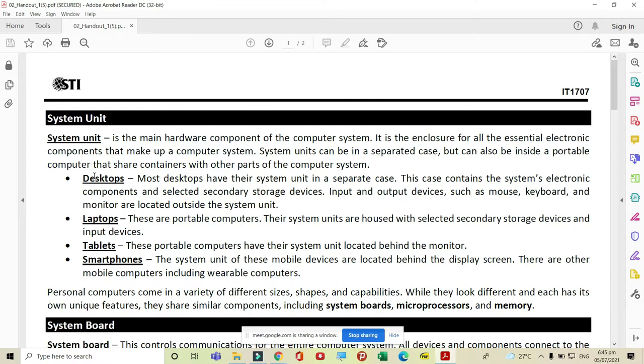Now, for laptops, you already know what a laptop is. These are portable computers, and their system units are housed with selected secondary storage devices and input devices. What does this mean? The system unit of a laptop is built in together with the monitor, the keyboard, and the touchpad or mouse, right? I think that is already obvious. Now, the advantage of a laptop is that you can carry it anywhere, right? A desktop you cannot carry anywhere, and it needs electrical feasibility.